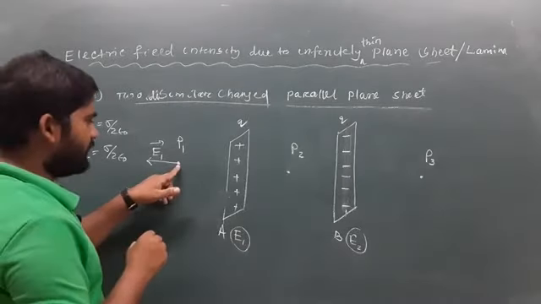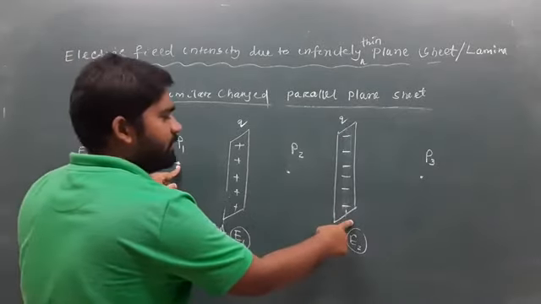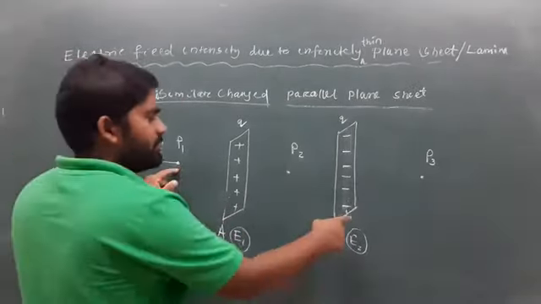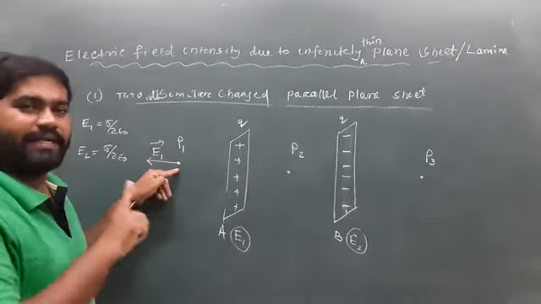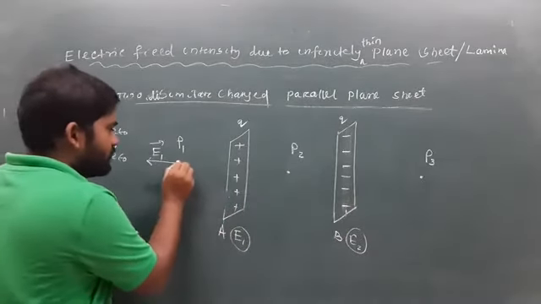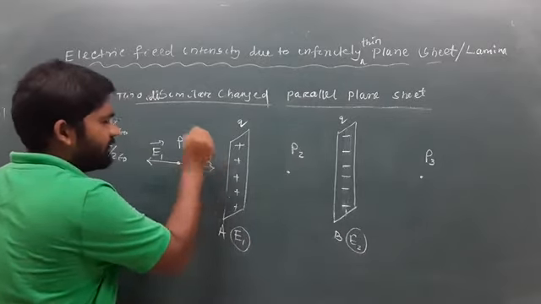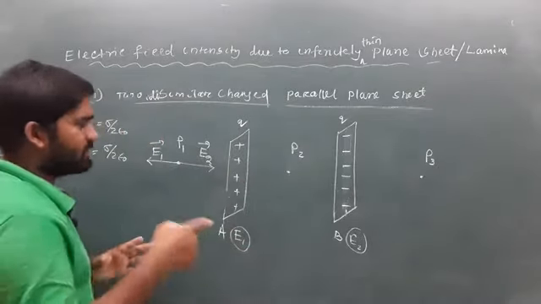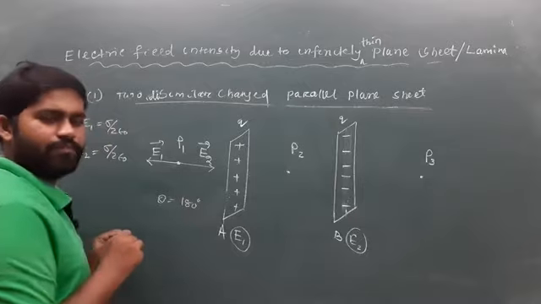Now let us observe the effect at P1 because of plate B. Plate B is negative, and when the negative charge plate acts at point P1, it experiences an attractive force. This one is negative, this one is positive, so that's why it experiences attractive force, that will give E2 vector. This one is for plate B, so that's why E2 is attractive. So at P1 angle theta equals 180 degrees.